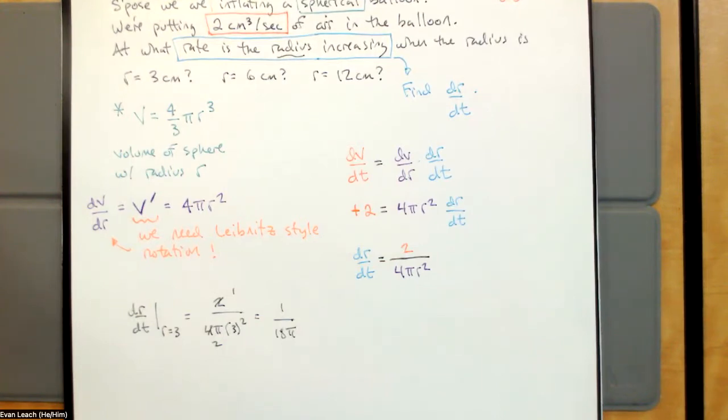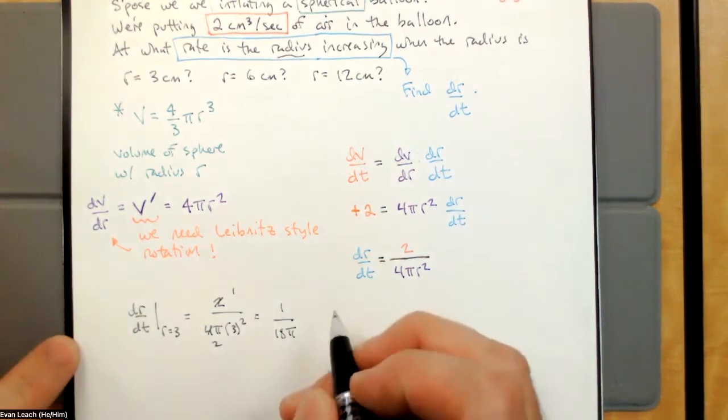Now, if we trust ourselves, we'll look at dr/dt and just figure out what the units on that should be. r is measured in centimeters, t is measured in seconds, so this is going to be centimeters per second.